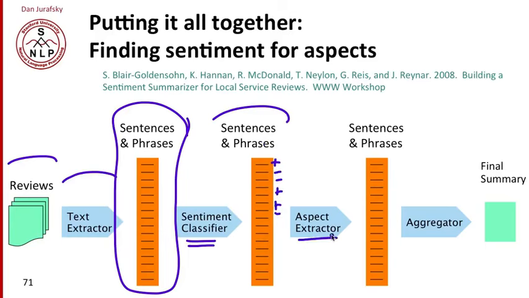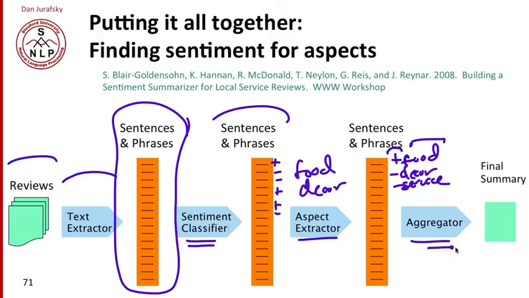We're going to extract the aspects of these. So is this about food? Is it about decor? What's the sentence about? And so now we have plus food, minus decor, minus service, and so on. For each sentence or phrase, we have both a sentiment and an aspect. And now we aggregate these together and produce a final summary.